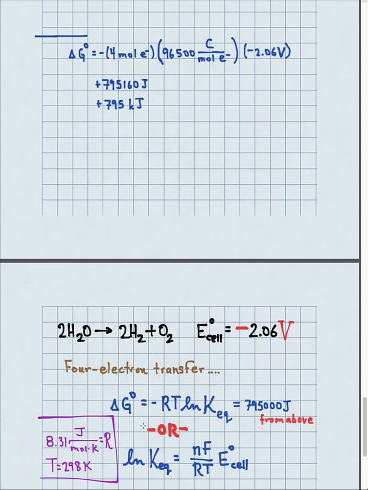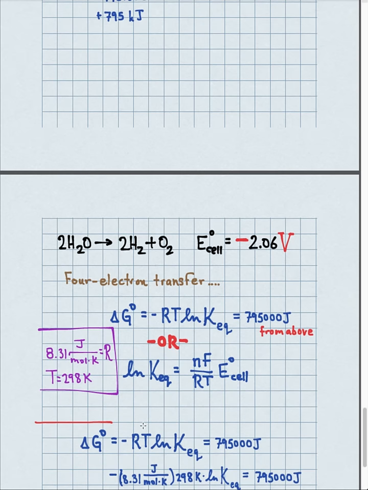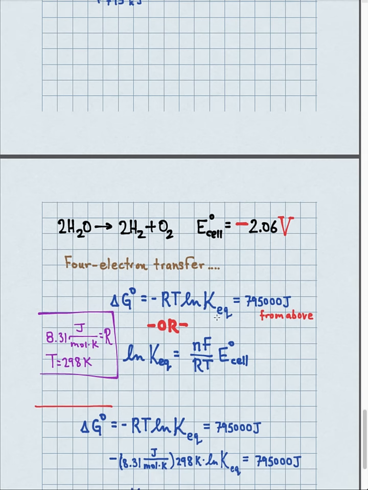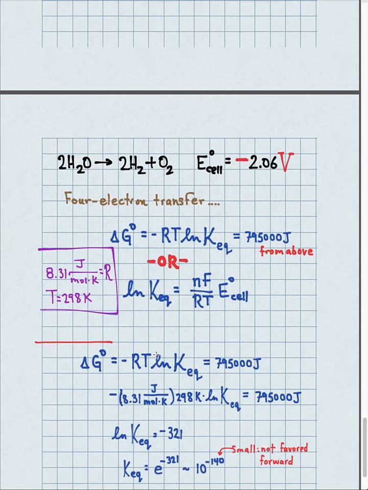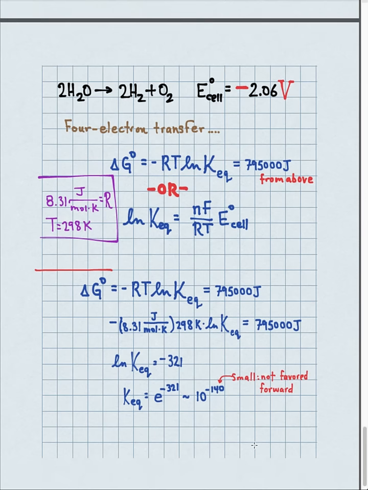Likewise, I could guess that the equilibrium constant would be super duper small because the cell potential is negative and the free energy change is predicted to be positive, calculated to be positive. So I relate the free energy change to the RT and the ln of the equilibrium constant, and solve for the equilibrium constant. Oh my goodness, it comes out to 10 to the negative 140th, which is so insanely small that it's not going to happen.